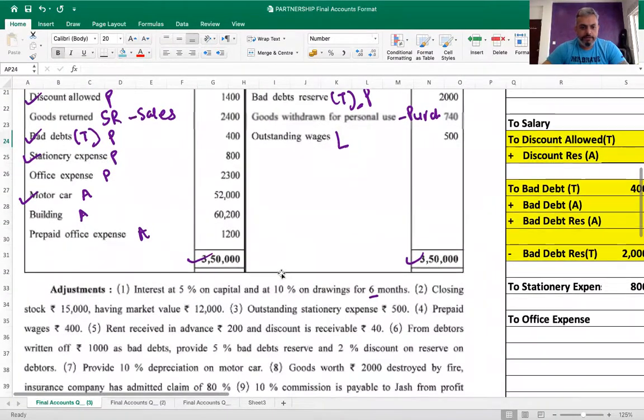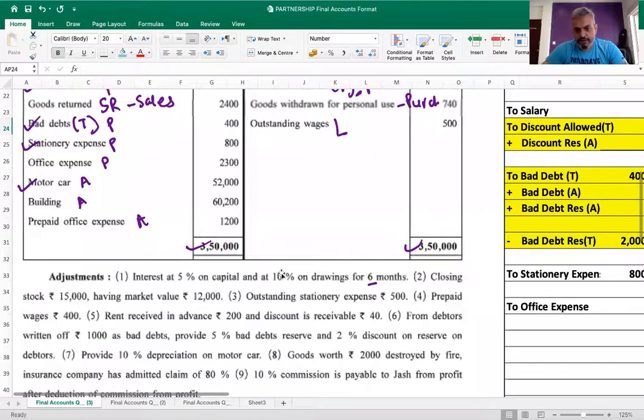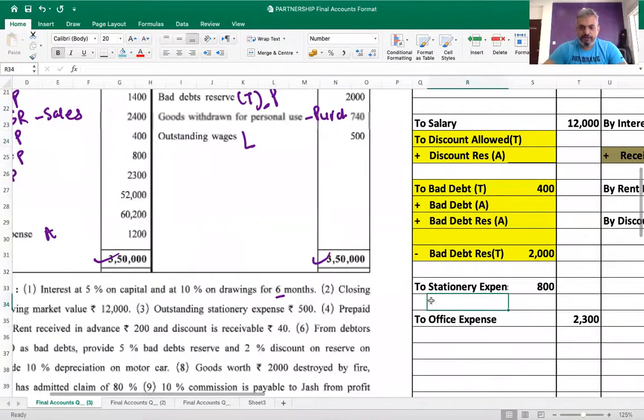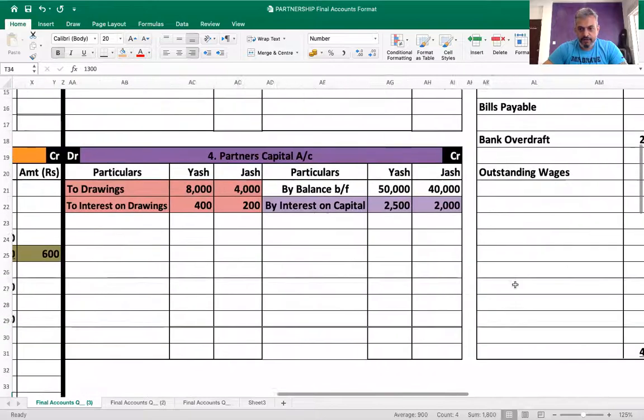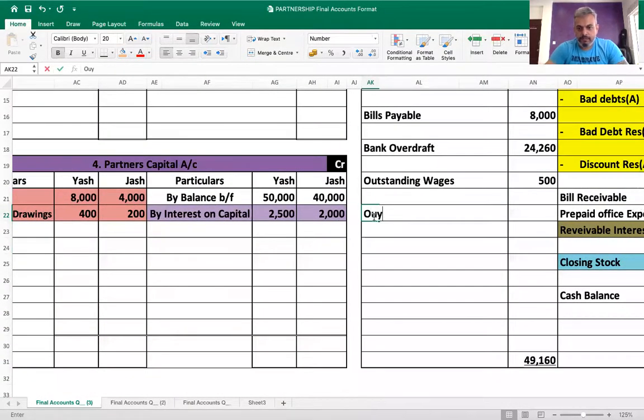Next adjustment, outstanding stationery expense 500. So we will add outstanding in stationery expense. 500. Outer column 1,300. Let's give the effect. Outstanding stationery expense 500.